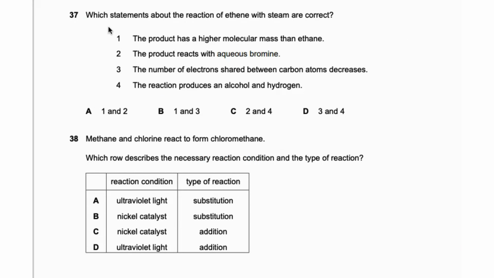Question 37. Which statements about the reaction of ethene with steam are correct? The product has a higher molecular mass than ethane. The reactant is ethene and the product is ethanol. When steam reacts with ethene, ethanol is formed. So the molecular mass of ethanol is definitely higher than ethene, because ethene is C2H4 and ethanol is C2H5OH. It is right. The product reacts with aqueous bromine.